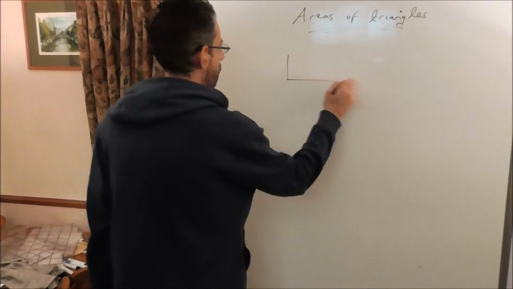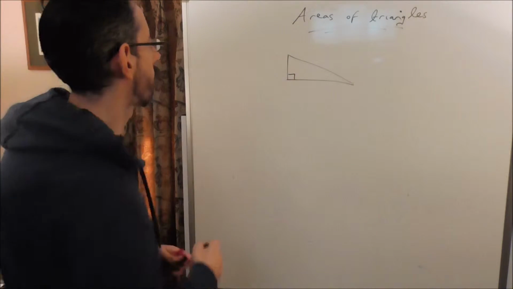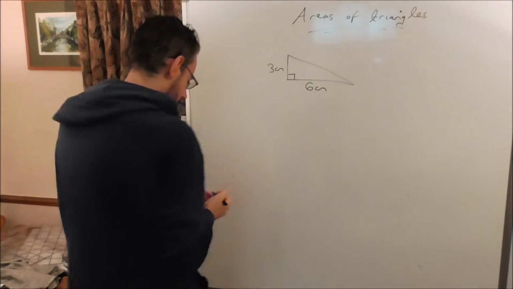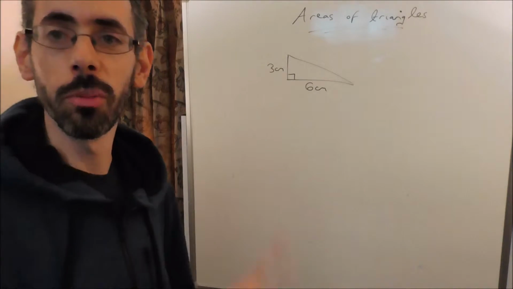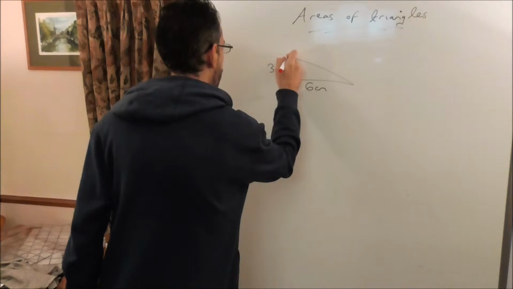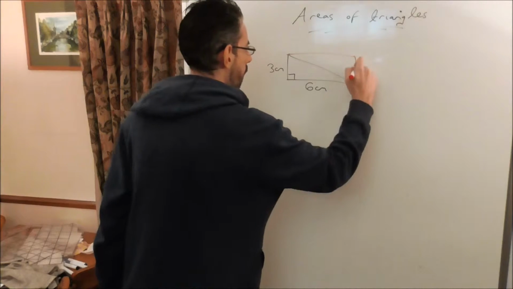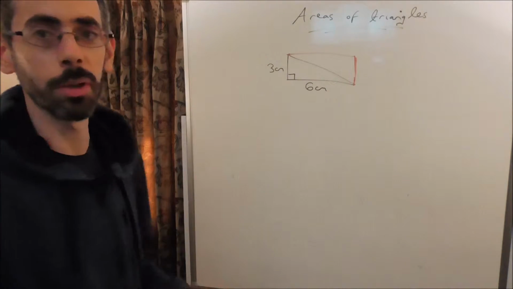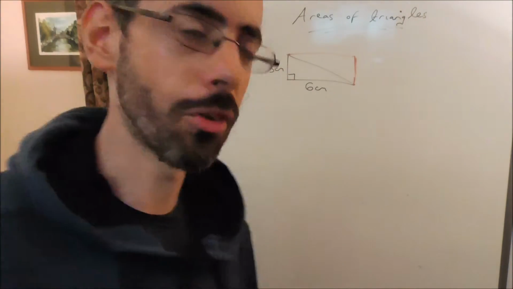So last lesson we were looking at right angled triangles. And let's say this side was 6 centimetres, and this side was 3 centimetres. So how did we find the areas of these sorts of triangles? Well, we did it by forming a rectangle that's twice as big as the triangle. You do it by drawing lines parallel to these two sides to get a rectangle that's twice as big as the original triangle. And then you just find the area of the rectangle and then halve the answer at the end.